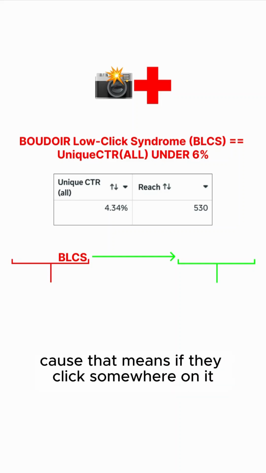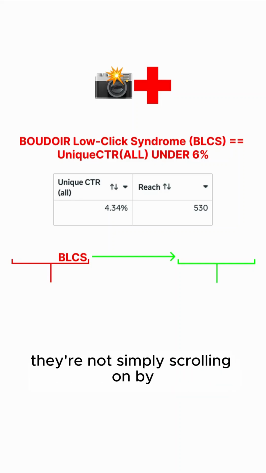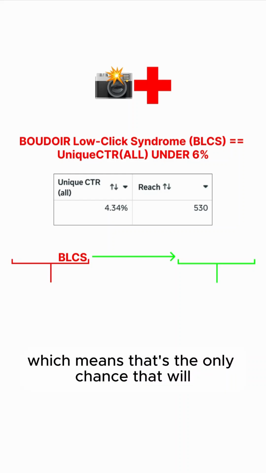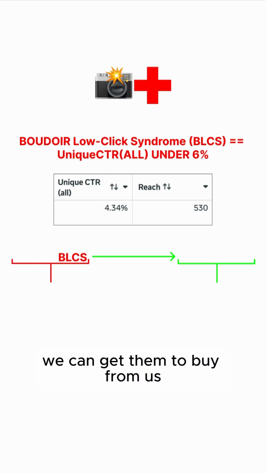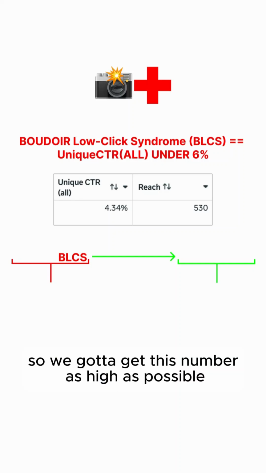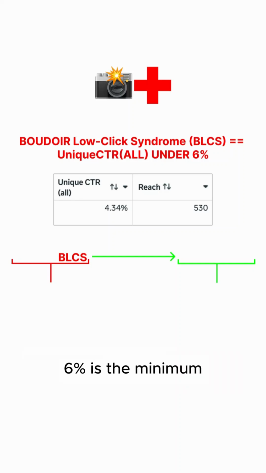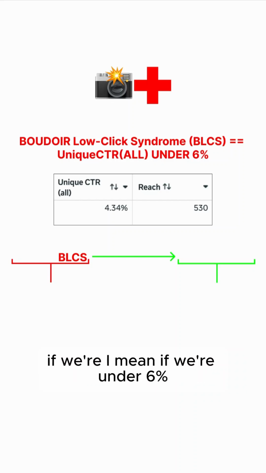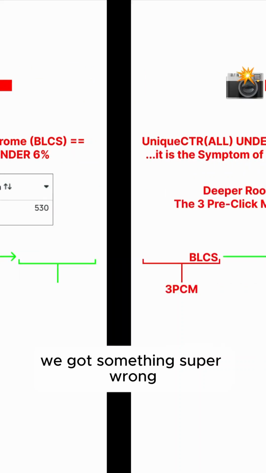And we care about that because if they click somewhere on it, they're not simply scrolling on by. Also, if they click somewhere on it, we know our ad has entered their brain, and that's the only chance we have of getting them to buy from us. So we've got to get this number as high as possible. 6% is the minimum. If we're under 6%, we've got something super wrong.